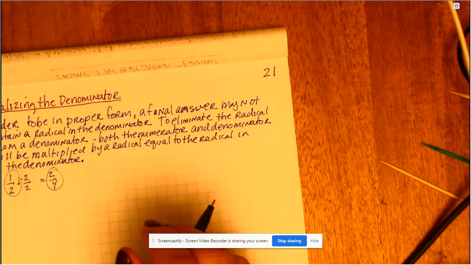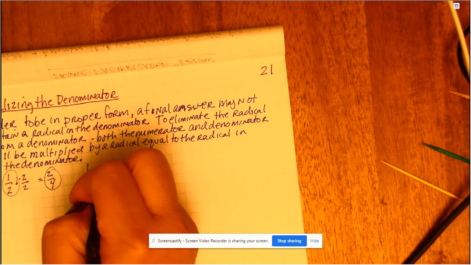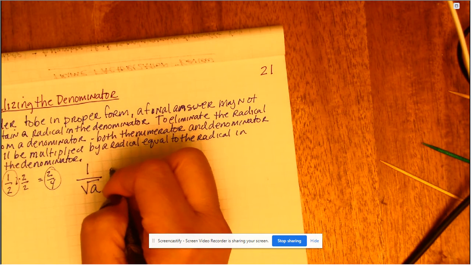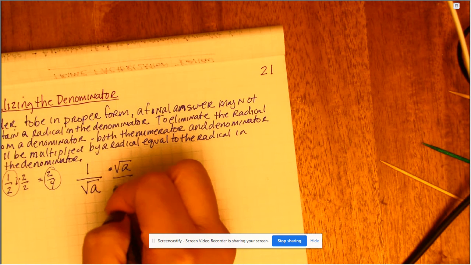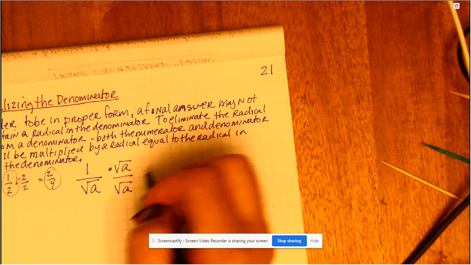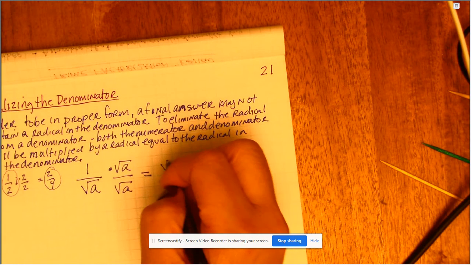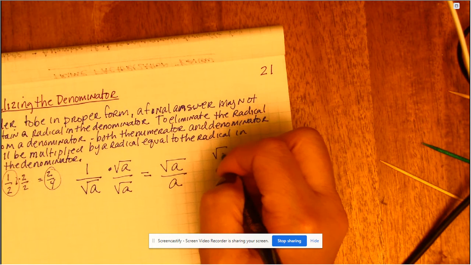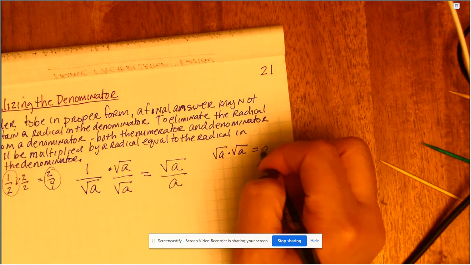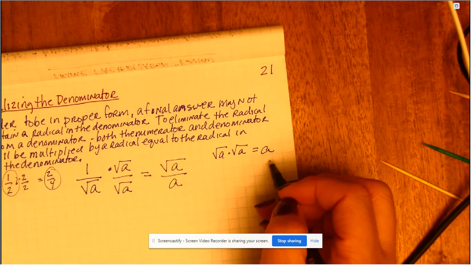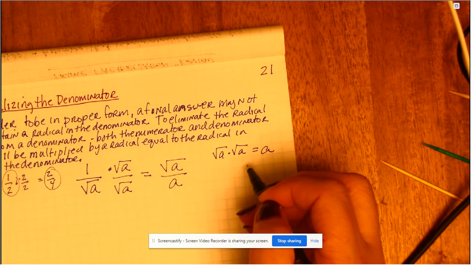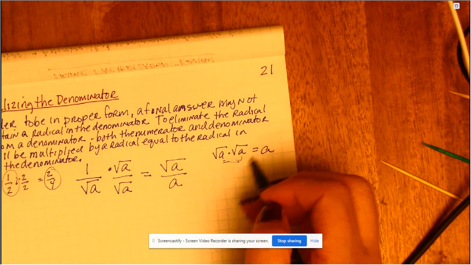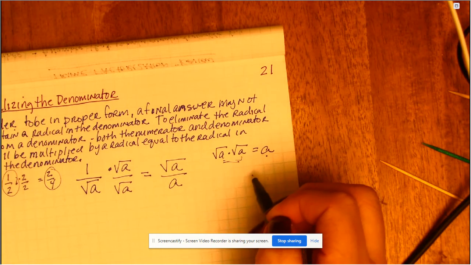What does that look like algebraically? Well, if I have 1 over radical A, and I multiply both the top and the bottom by radical A, I'm going to wind up with radical A over just plain A. Because remember, any radical times itself just equals the value of the radicand, especially if you're dealing with a square root, right? Because two matching factors create one number outside of the radical.